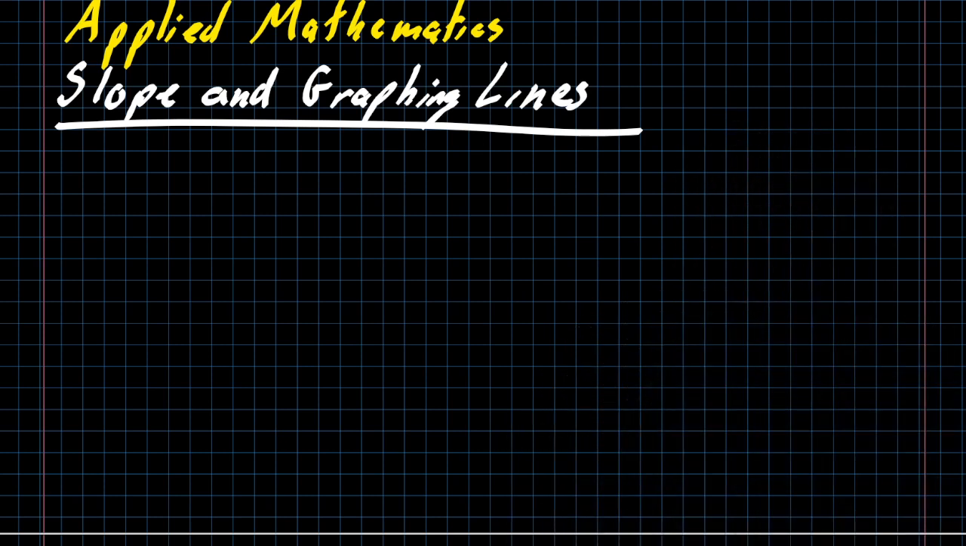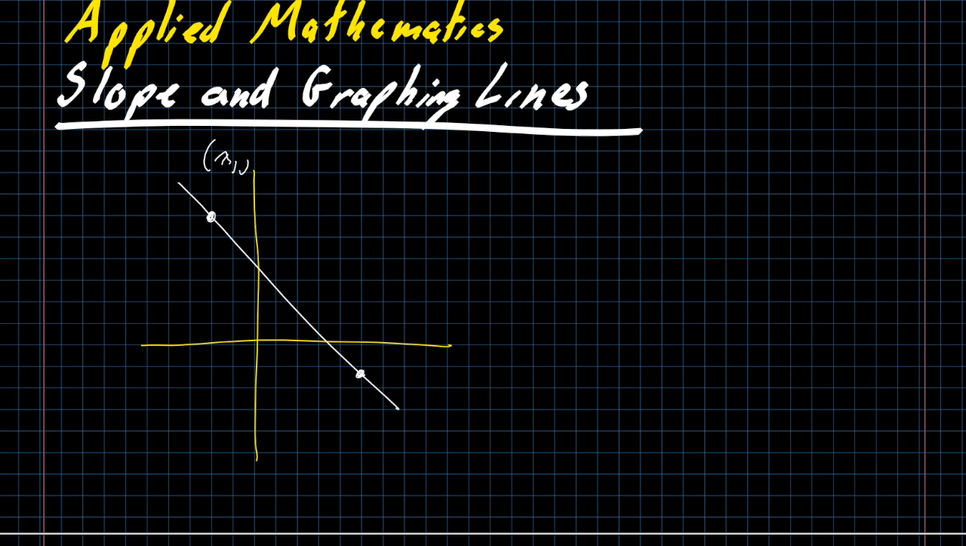Let me get my head out of the way and let me sketch a quick graph of a linear equation. The equation doesn't really matter. The graph doesn't really matter, but we need a linear equation. We're going to find any 2 points on the graph. We're going to call the first point here coordinates x1, y1, and the second point here has coordinates x2, y2.